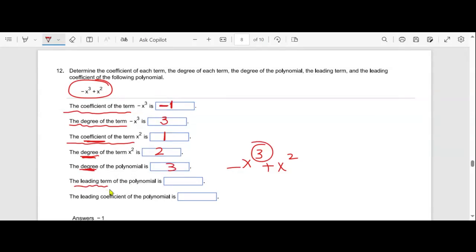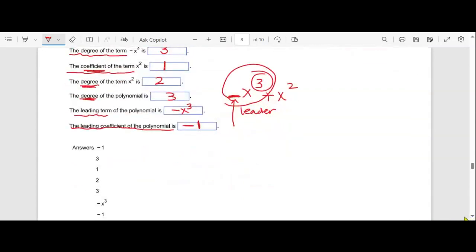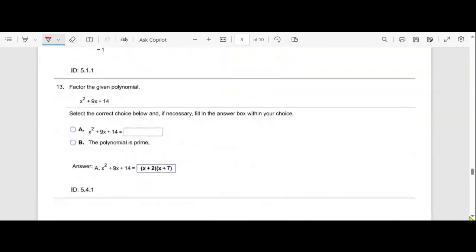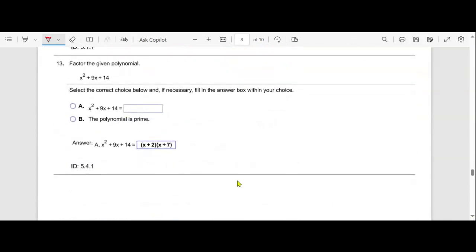What's the leading term? Who's the leader? Negative x cubed. What's the leading coefficient of the polynomial? 1? -1, because here, this is negative. Okay? Clear or not clear? Clear. Any questions? No. Yalla, let's go to the next one.